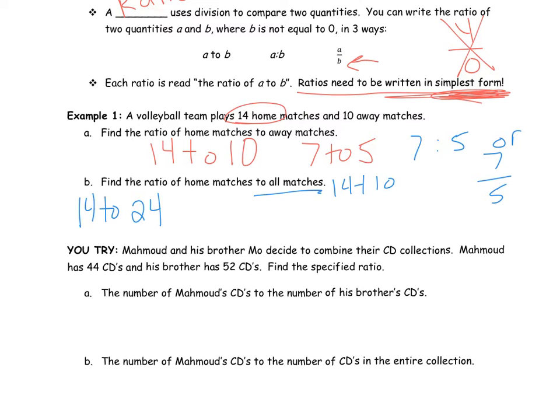Now I want to go ahead and reduce that. So that is 7 to 12, because I just divided both of these by 2 to reduce it to simplest form. Other ways I can write that are 7 to 12 or 7 over 12. All of those are the same. So you guys go ahead and look at this CD collection for this U-Try and try it and make sure you answer the question through Zaption.